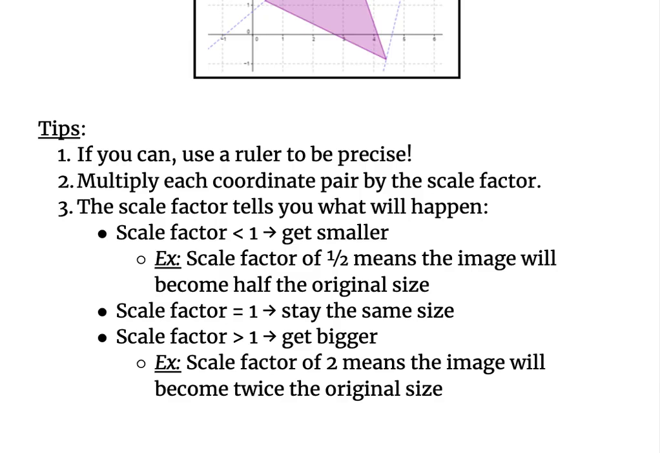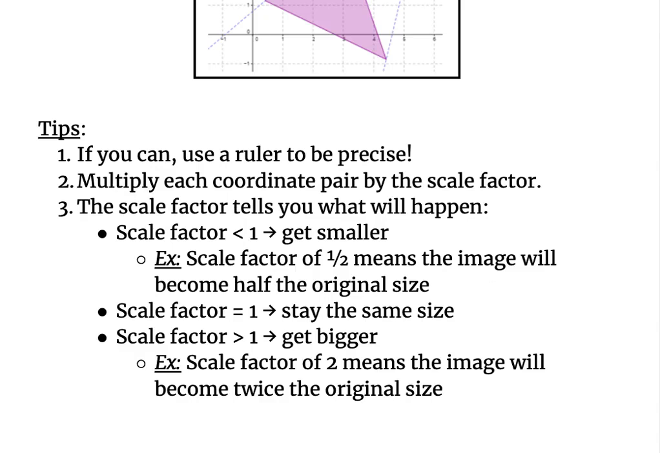If your scale factor is a number less than 1, so that's going to be a fraction that's less than 1, your image is going to be a smaller one compared to your object. So a scale factor of a half means that the image will become half of the original size. A scale factor equal to exactly 1 means it's going to stay exactly the same, because anything times 1 gives you the same number. So it's just like multiplication. Multiplying is the key here.